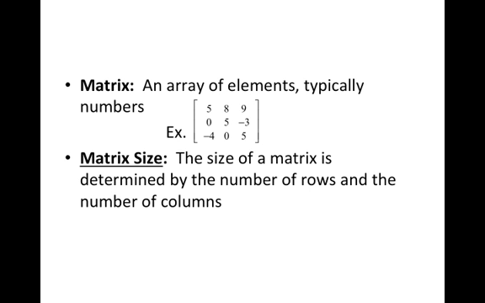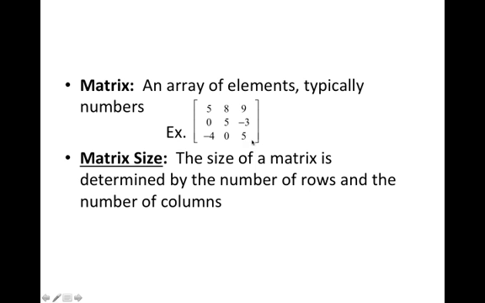So I've given you an example here of a matrix. You can see it's an array and it's got all these little numbers in them. Each of these little numbers is an element. It's got rows and it's got columns. The first row is 5, 8, 9. The second row is 0, 5, negative 3. The third row is negative 4, 0, 5.